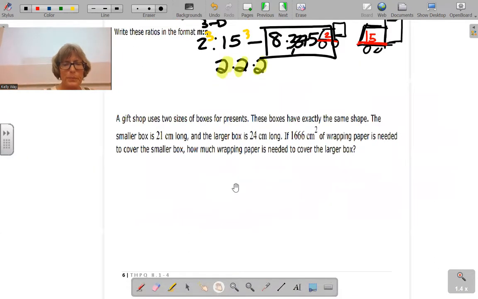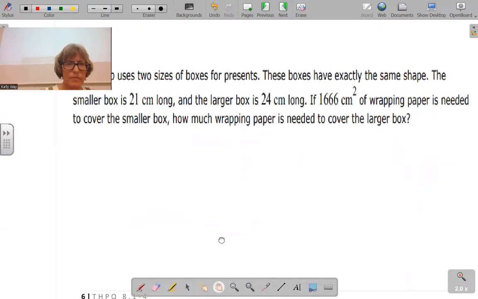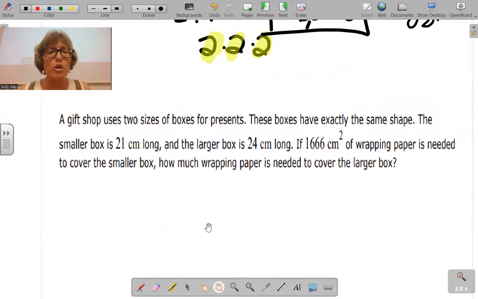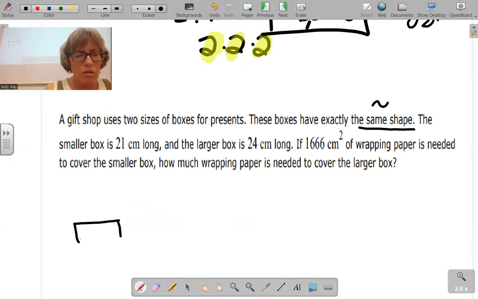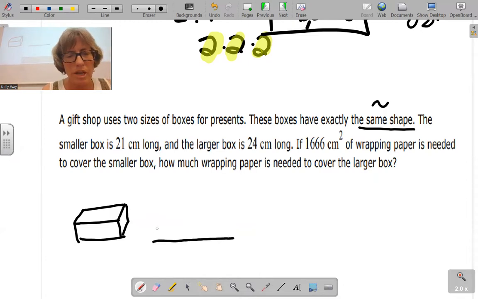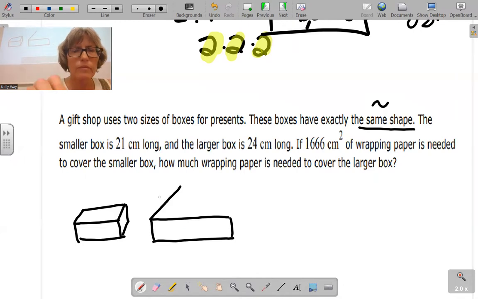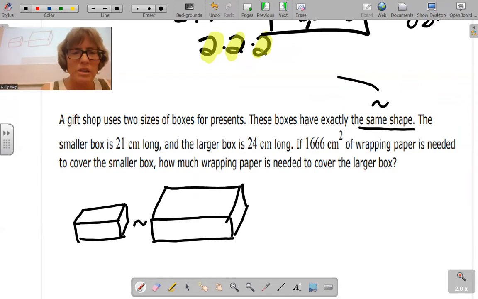Last problem. A gift shop uses 2 sizes of present boxes. The boxes have exactly the same shape. That's a hint that we're dealing with similar shapes. So I am simply going to draw 2 little t-shirt boxes, trying to make them the same shape here. And they are the same shape, which means they are similar.